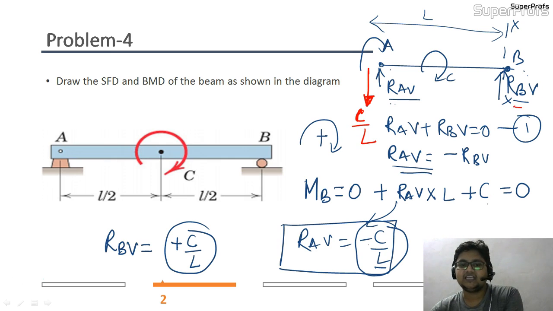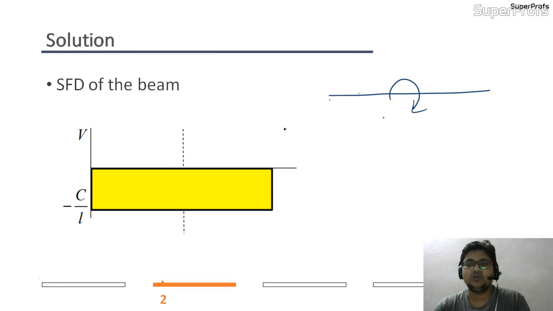And what is the direction of RBV? As you are already getting plus C by L, it will be plus C by L only, in that direction itself. Now I will show you the reaction again: it is C by L, and this is also C by L. This is my point A, this is my point B.